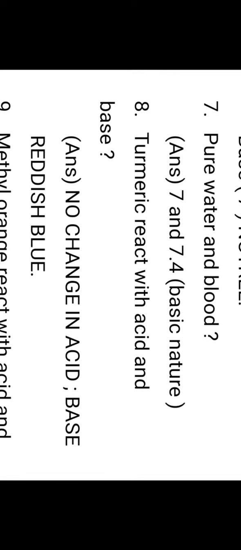The pH value of pure water and blood: pure water is 7 and blood is 7.4, which is lightly basic in nature.